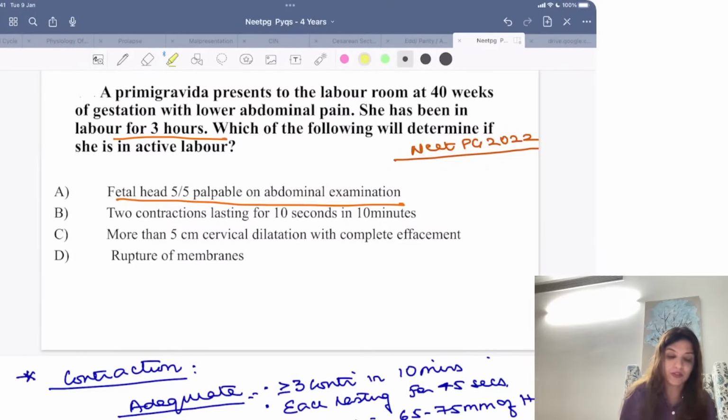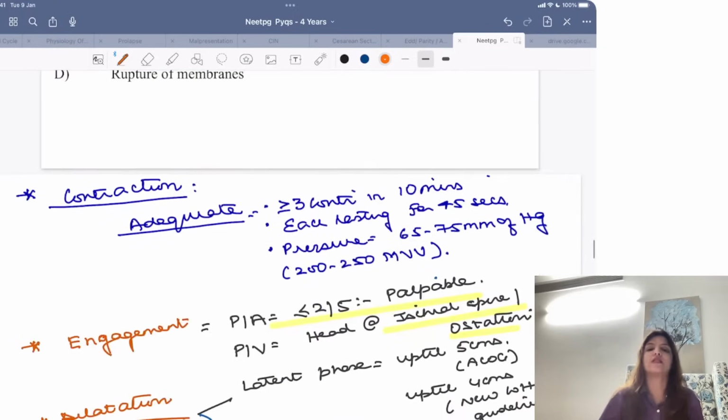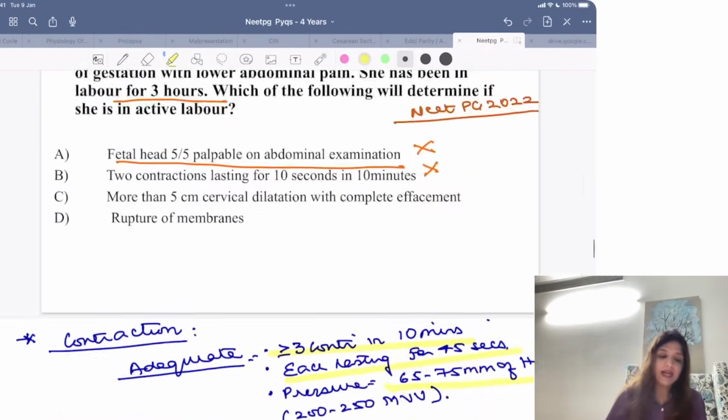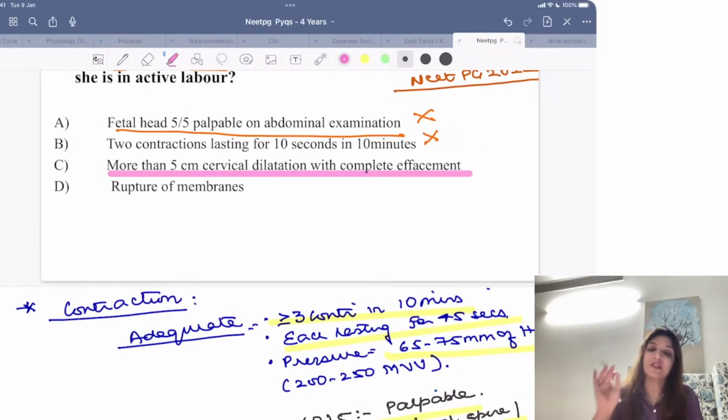So it cannot be this. If the head is 5 by 5 palpable per abdominally, the patient is not in active labor. If she is getting 2 contractions for 10 seconds in 10 minutes, again she is not in active labor, because for adequate contractions, the definition is 3 or more than 3 contractions in 10 minutes, each lasting for 45 seconds and increasing the pressure by 65 to 75 millimeters of mercury, right? Then more than 5 centimeters dilatation with complete effacement, yes.